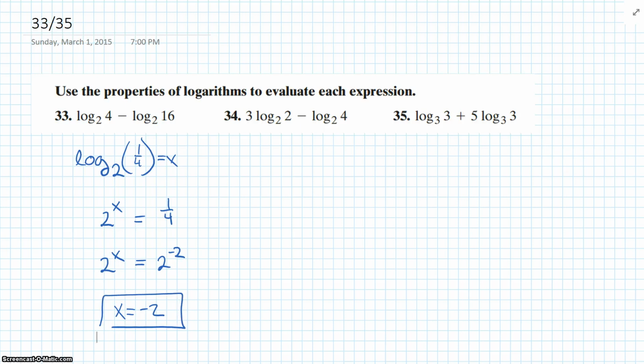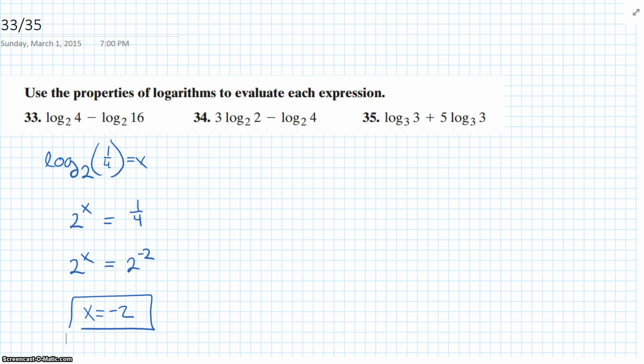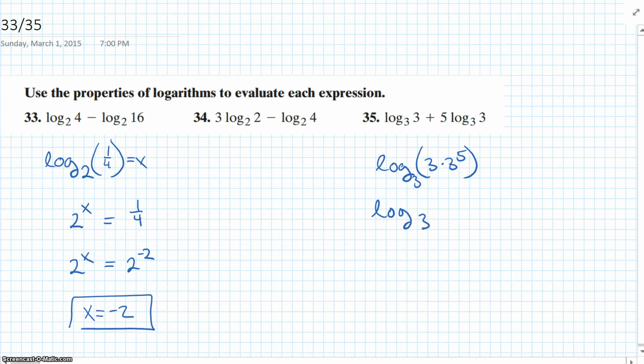Okay, 35. Log base 3 of 5 plus 5 log base 3 of 3. So that'd be log base 3 of 3 times 3 times 3 to the 5th. It should be log base 3 of whatever 3 to the 6th would be, 3 to the 6th. So we can say 3 to the x power equals 3 to the 6th. So x equals 6.